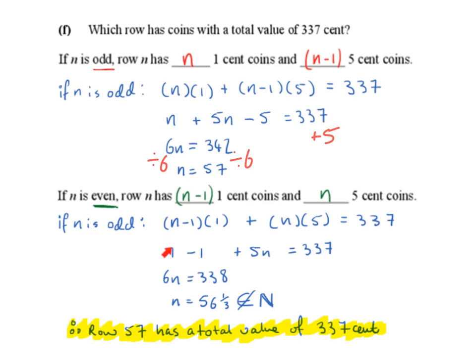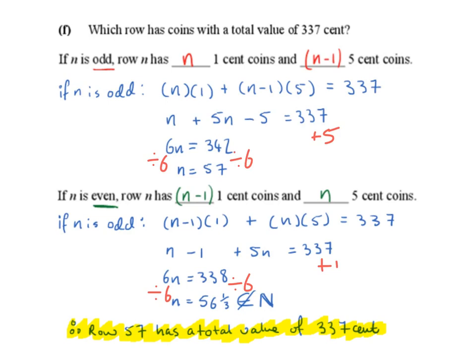Next, we'll simplify. N plus 5n is 6n, and then we're going to carry this minus 1 over the equal sign, it becomes plus 1. So 337 plus 1 is 338. Then we're going to divide both sides by 6 to get the n on its own. So we have n equal to 56 and a third. So 338 divided by 6 is 56 and a third, or 56.333, or 56.3 with a little dot on it, which is recurring, which means it's gone on forever. Now, 56 and a third is not an element of n, so it's not a natural number. It's not a positive whole number. And n has to be a whole number because we're talking about rows.